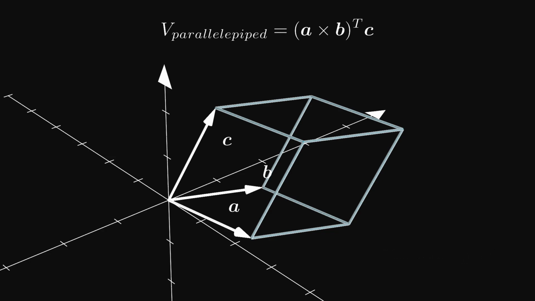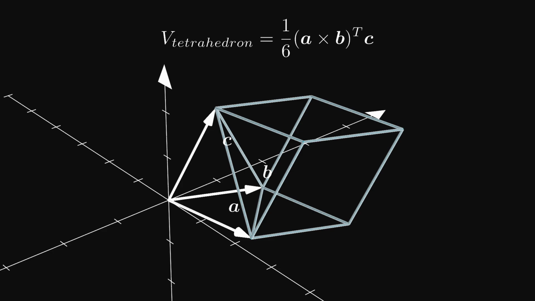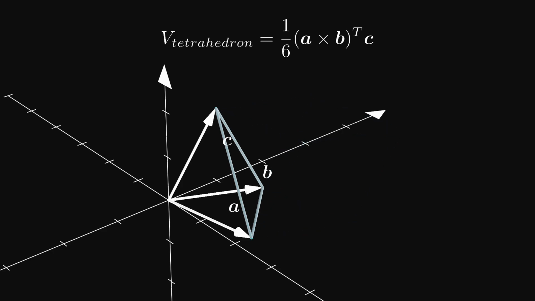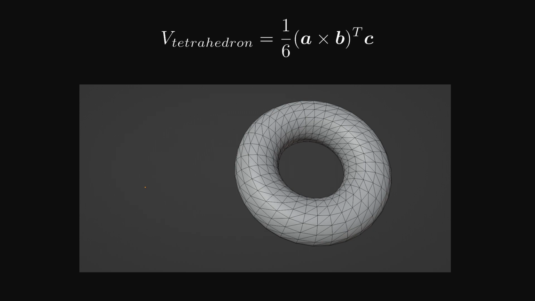Suppose the vectors a, b, and c now represent the triangle of our mesh. The enclosed 3D object below that triangle is a tetrahedron. Can you imagine that it actually fits 6 times into the parallelepiped? This is why its volume can be computed just by dividing the volume of the parallelepiped by 6. This relation can be used to compute the volume of an entire mesh. Let's consider this torus as an example.